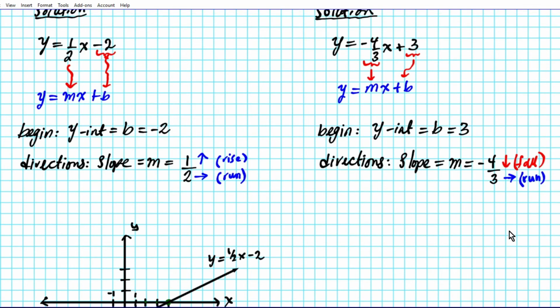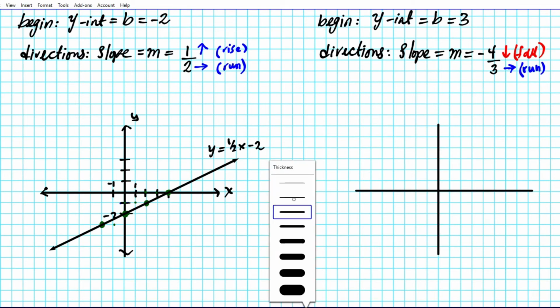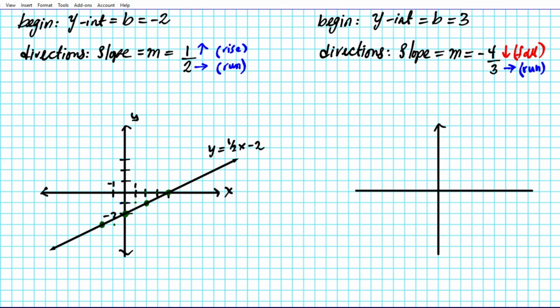Alright, so with that in mind, let's go ahead and graph the function. Alright, we have our coordinate system. Let's label it. This is my y-axis. This is the x-axis. Okay, so where do we start from? Where do we begin? You begin with b, the y-intercept, which is 3 in this case. 1, 2, 3. You begin with the y-intercept, and then we're going to fall 4 and run 3.